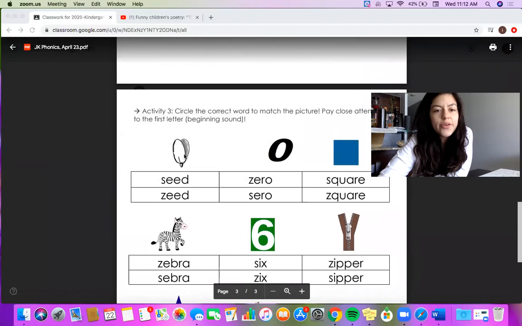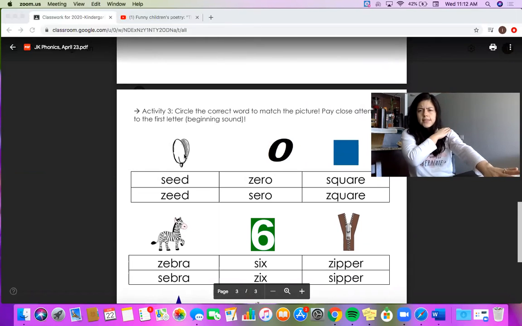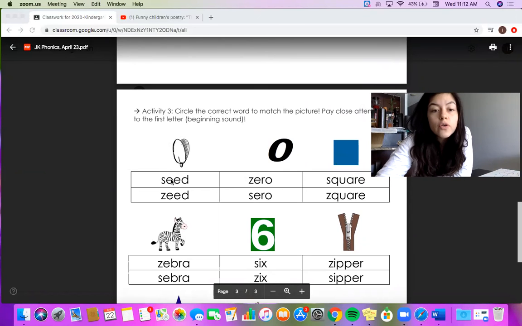Let's do the first one together. Here we have a seed. What's the first sound you hear in seed? S. I hear an S. Do you? That means that we must be looking for a word that starts with the letter S. I see an S here. Let's read it.